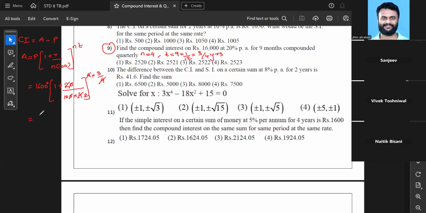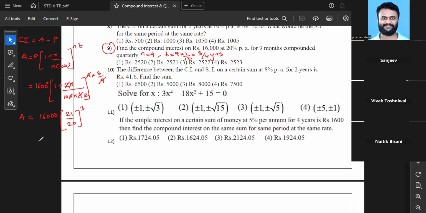So that gives me 16,000. By the way, minus P is also there, right? I'll write this in order to avoid confusion. So that gives me 16,000. In the bracket, I'll be having 21 divided by 20 raised to 3.